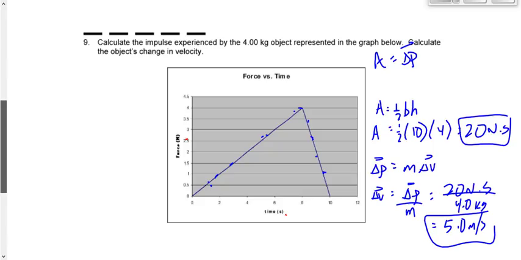What's the slope represent? What would the slope represent? I don't know what the slope would represent there.